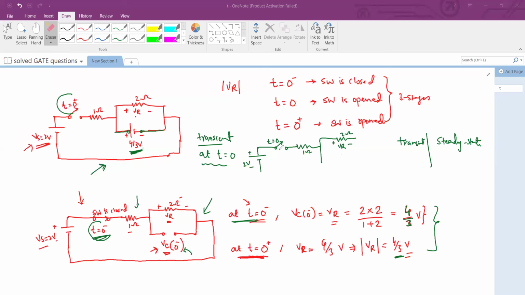But as soon as you open the switch at t equal to 0, the intrinsic property of the capacitor is to oppose any sudden change in voltage across it. So it will momentarily act as a short. And therefore, the VR is effectively equal to 0 volts, because this 2 ohm resistance is shorted by this behavior of the capacitor. So that's how the capacitor behaves during the transients.